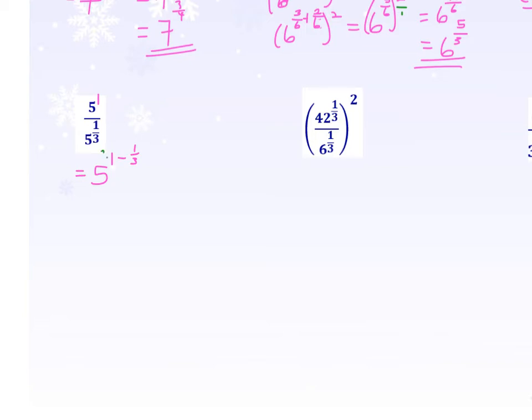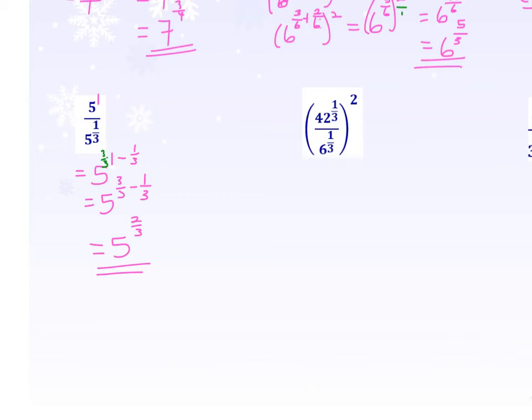So if I multiply by 3 over 3, that would give us 5 to the 3/3 minus 1/3. And 3 minus 1 in the numerator is just 2. That ends up being 5 to the 2/3 power. We wouldn't evaluate any further because 5 to the 2/3 power would be a decimal approximation. So that's as accurate as it's going to get.